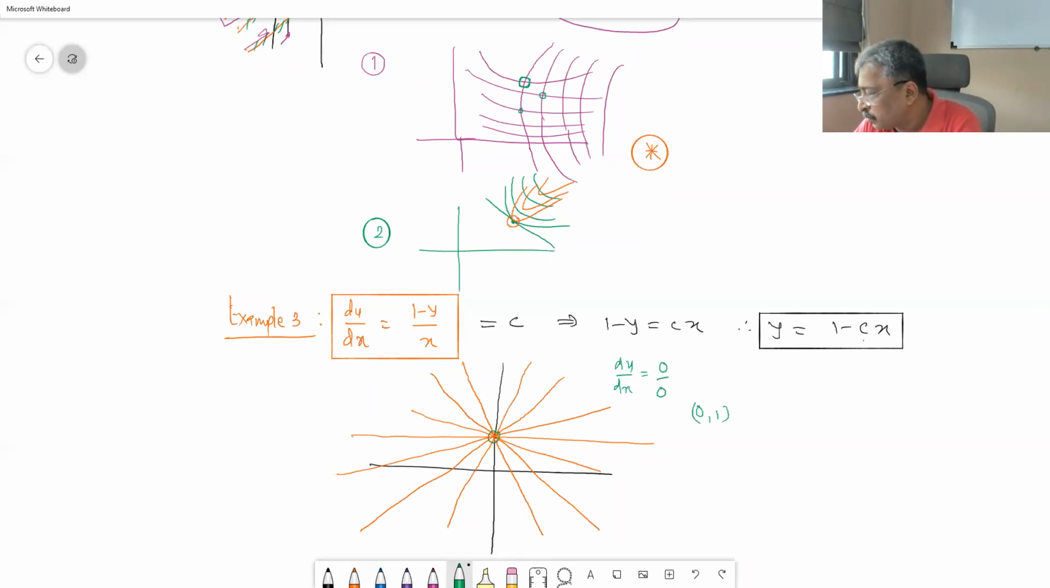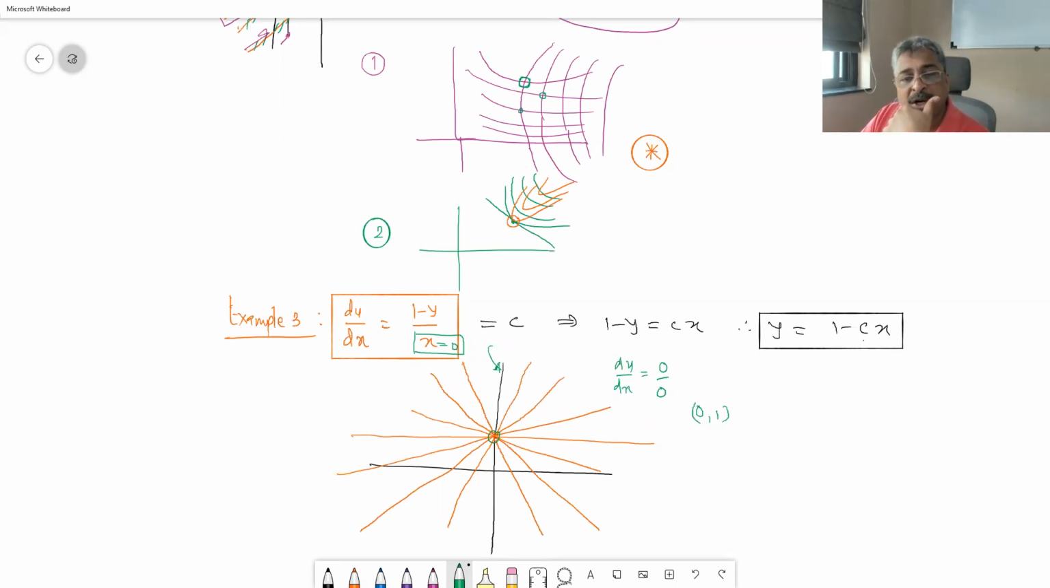Moreover, on the y-axis itself, if x is equal to 0, then the slope is undefined, and therefore the y-axis itself will never become an isocline. So that is the implication. The y-axis will be free. We will not have any isocline. The y-axis will not be having any green segment. That is what y is equal to 1.